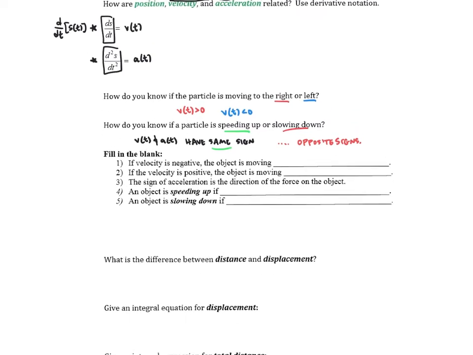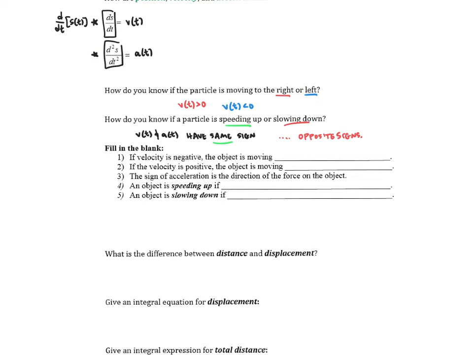You can pause the video at this point, fill in these blanks, and now you have paused the video and filled in the blanks. If velocity is negative, the object is moving to the left, or potentially could be down, depending on whether the particle's motion is taking place on the x-axis or the y-axis. If the particle's velocity is positive, it will either be moving right or up. The sign of the acceleration is the direction of the force on the object. That's something we haven't touched on very often, and it doesn't come up often at all, but that's just something to be aware of.